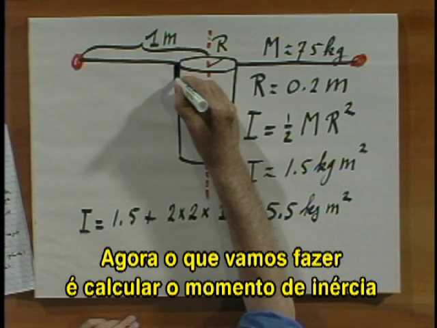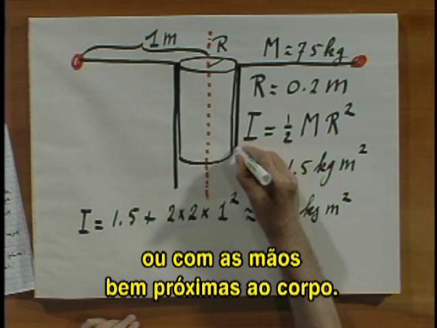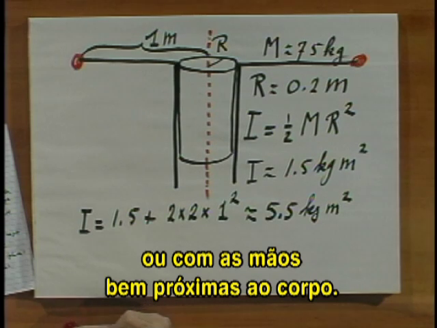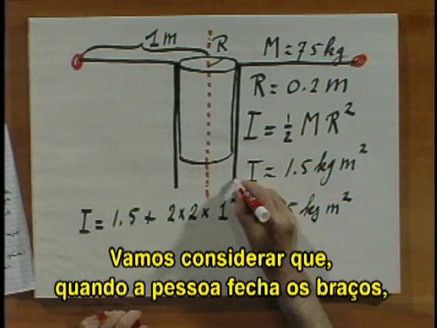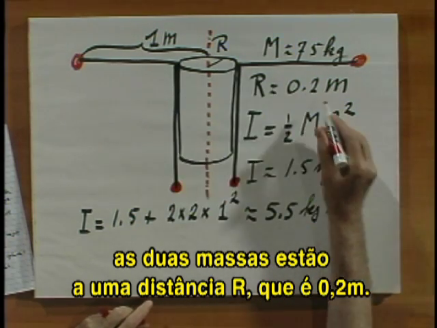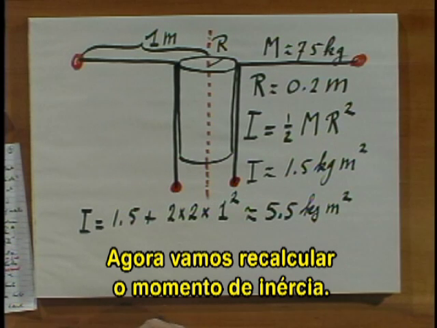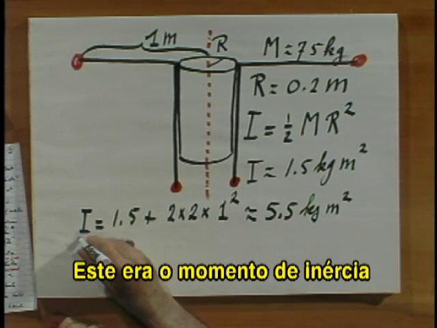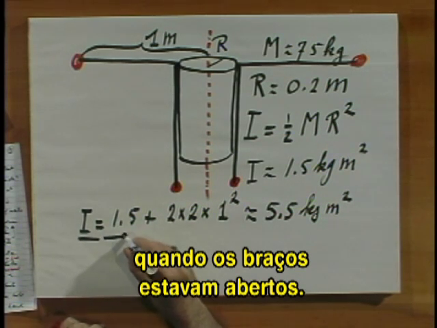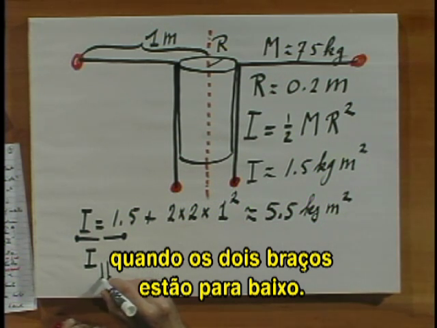Now we're going to calculate the moment of inertia when the person has her arms down or her hands very close to her body, and we will assume that when the person pulls her arms in, the two masses are at a distance capital R, which is the 0.2 meters. So we're going to recalculate now the moment of inertia. This was the moment of inertia when the arms were stretched, and now I'm going to calculate it when the two arms are down.